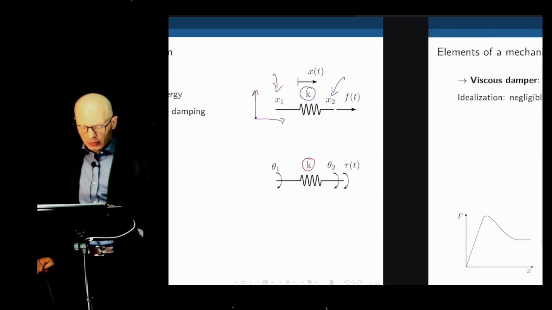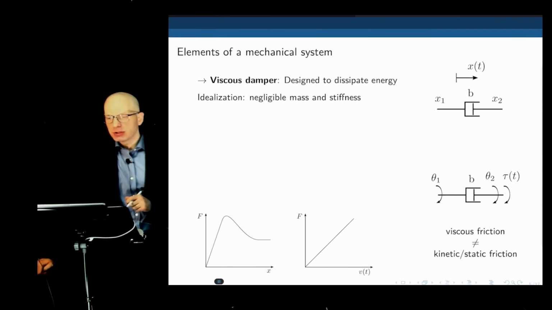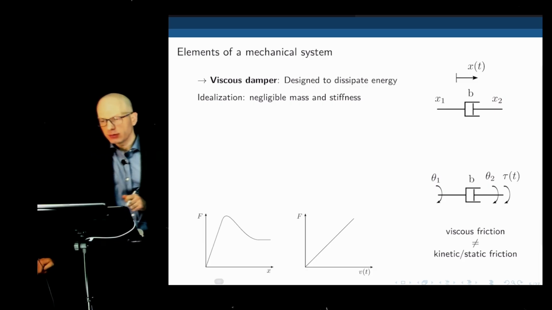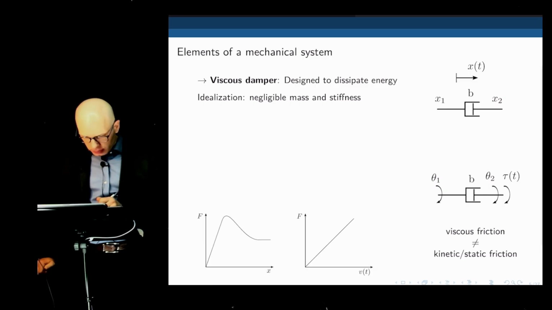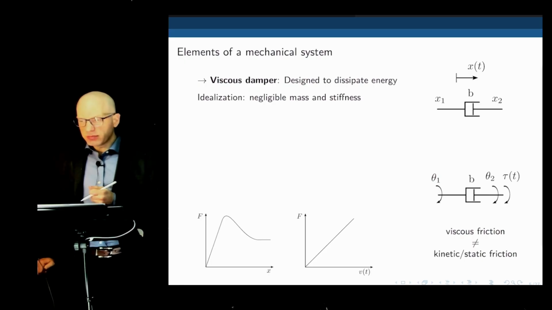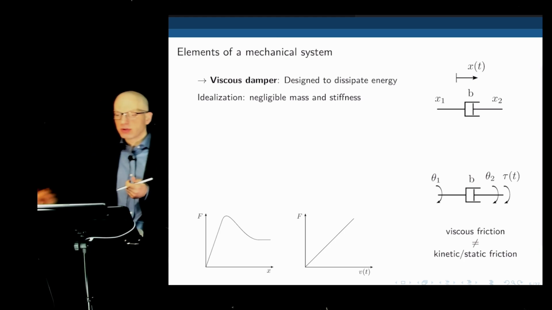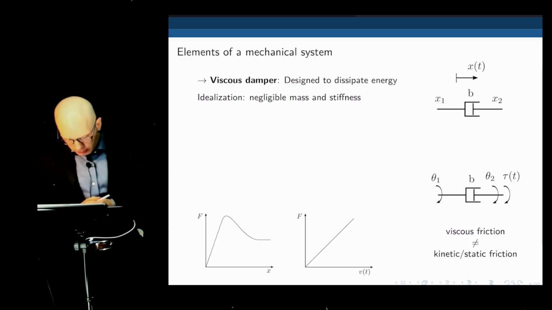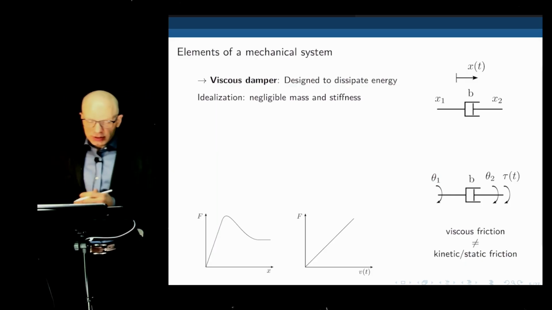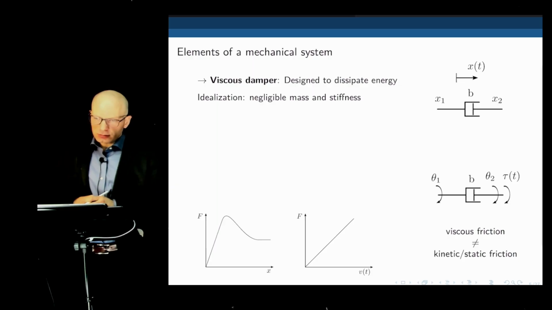All right. The last element we need is something to account for viscous friction, and we're going to introduce here the concept of a viscous damper. The idea of having a viscous damper is to dissipate energy in a mechanical system. The idealization for this is that it has no stiffness and it has no mass. If you want mass and stiffness, we need to use the other two elements. So the damper will be represented by this symbol that we see here.